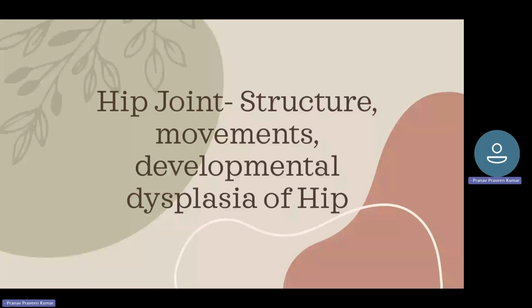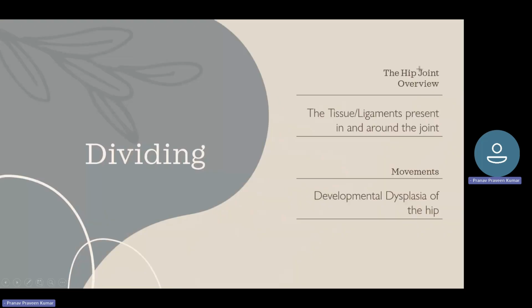Yeah, so now we're gonna talk about the hip joint: structures, and developmental dysplasia of the hip. We split the topic again into just the overview of the hip joint, the tissues and ligaments present in and around the joint, the movements of the joint, and developmental dysplasia of the hip.